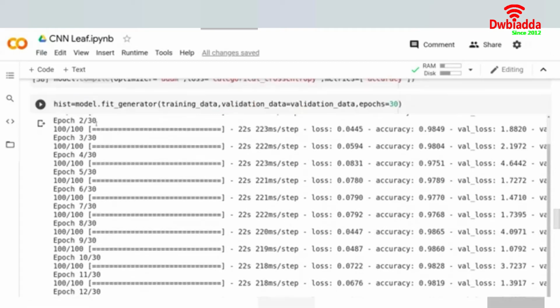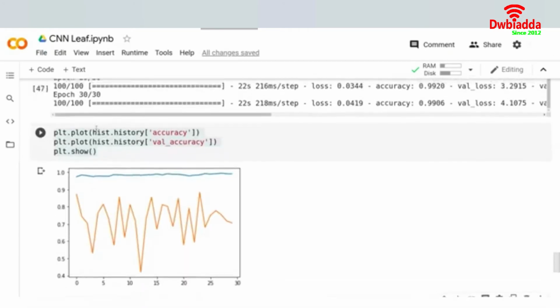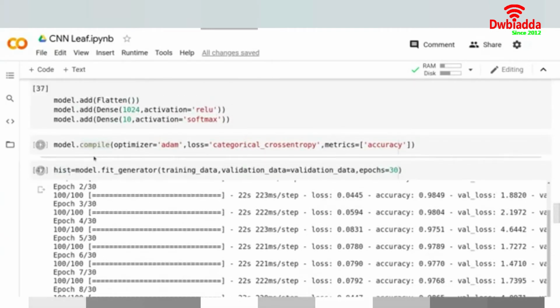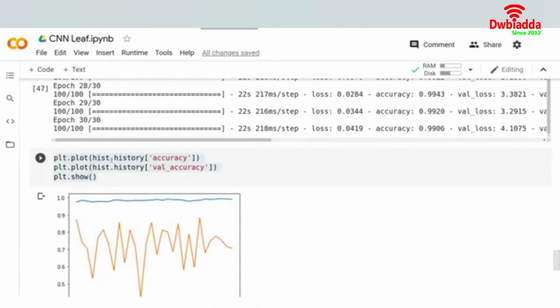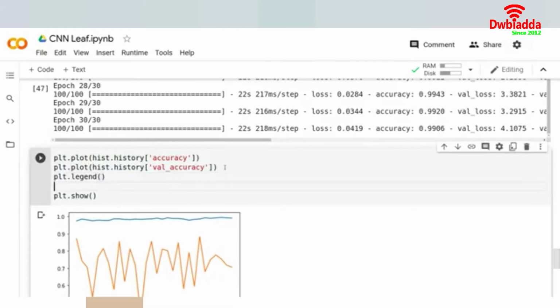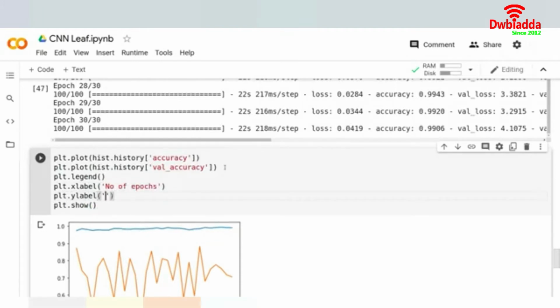And after that, when I plotted the model, what I did was that I saved the training into a variable known as history or hist, and then while plotting I called plt.plot of hist.history of accuracy and hist.history of validation accuracy. So if I were to extend this plot to give you a better idea, I could have plotted a legend over here, and then plt.xlabel is number of epochs, and then plt.ylabel is basically accuracy.